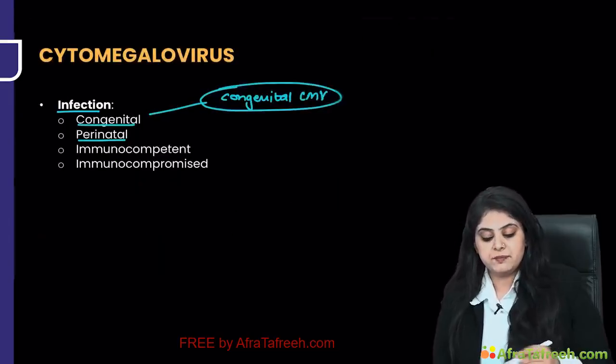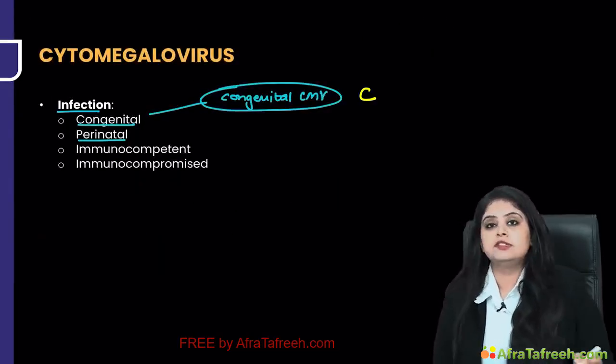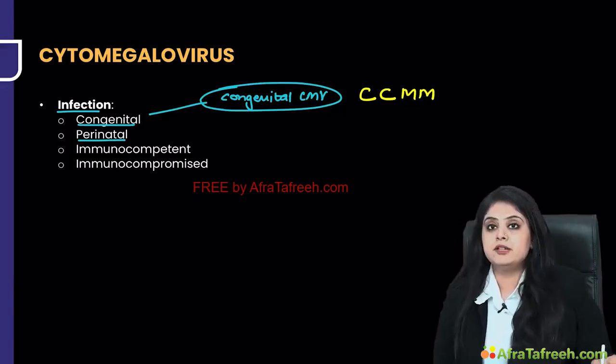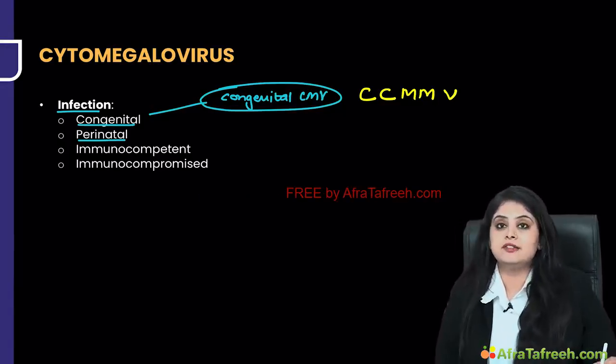So repeating once again, what all do we have? The C looks like C for chorioretinitis. The C looks like ears, so sensorineural hearing loss. M for microcephaly and M for mental retardation, and periventricular calcification.